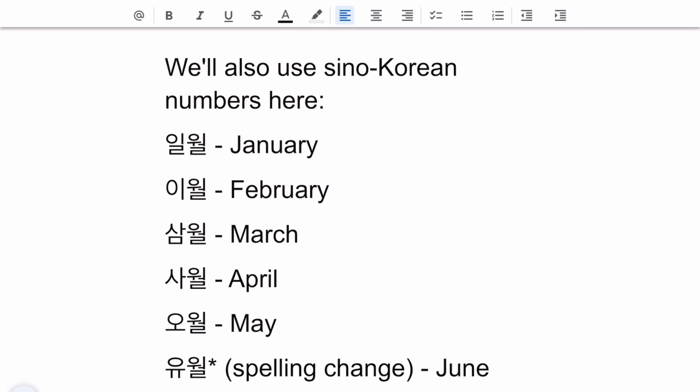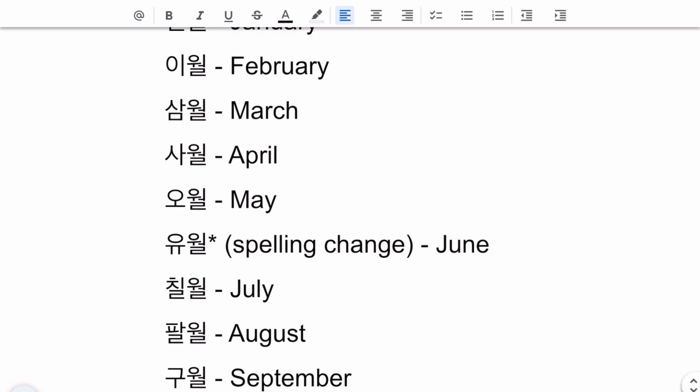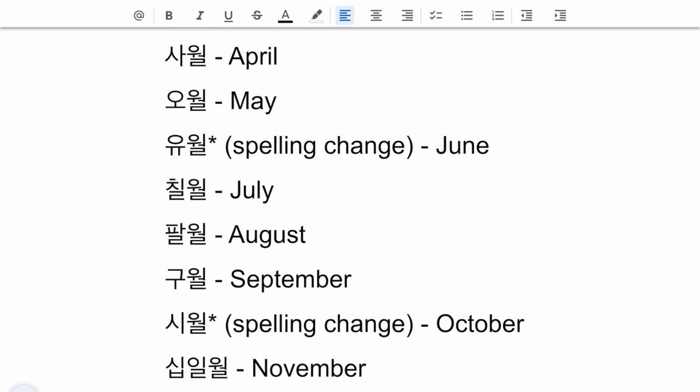So 1월 literally means the number 1 plus the word month. So month 1 is January. 2월, month 2, February. 3월, 4월, 5월. And then for June, the spelling changes to 유월, not 육월. We take the ㄱ out. 유월 for June, and all the way to October.